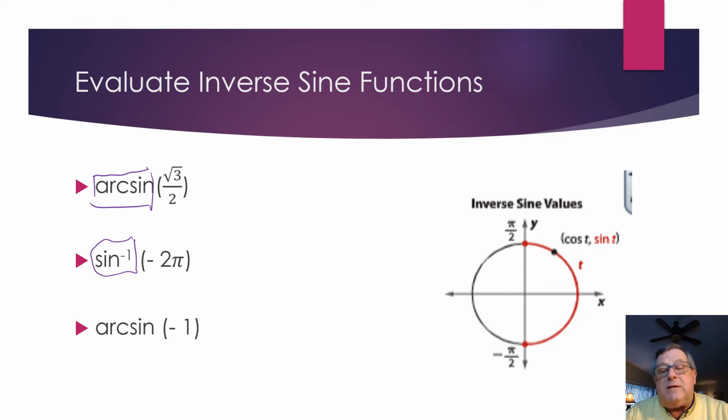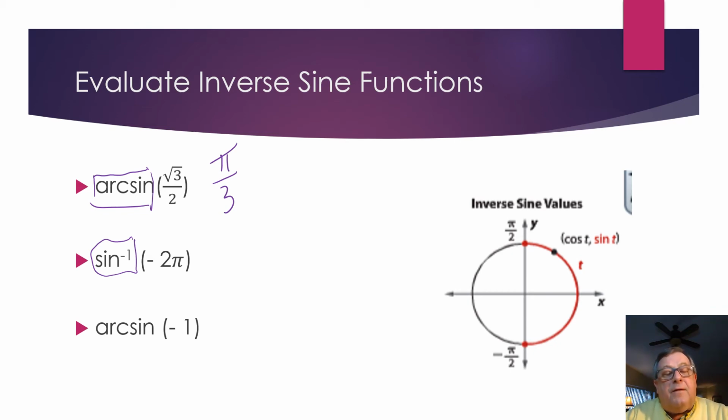Well, where did we say that the sine was the square root of 3 over 2? And this is positive, by the way. Well, that would be at pi over 3. When pi over 3 is our reference angle, the sine is square root of 3 over 2 in the first quadrant.